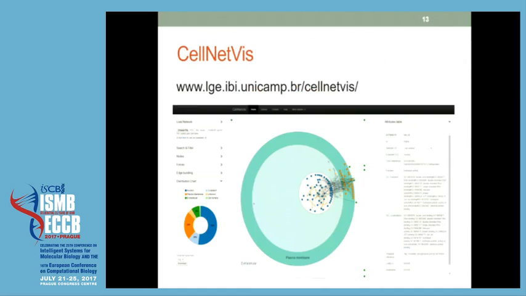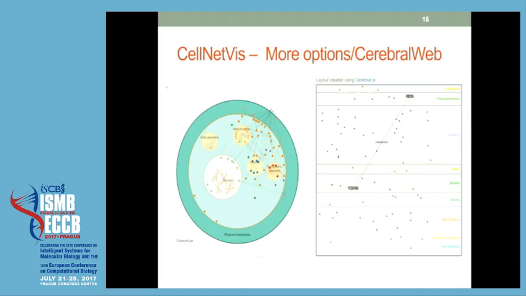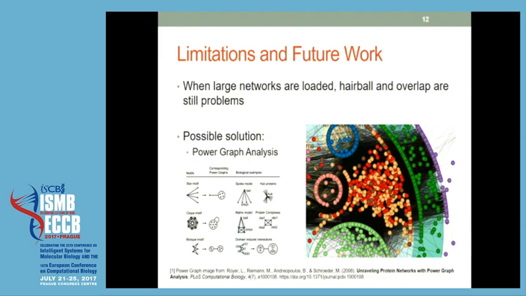I don't know if CerebralWeb could use a force-directed algorithm also, for instance, because here you will have more space with rectangles, despite you will lose the cell diagram. Things to work on. Thank you.